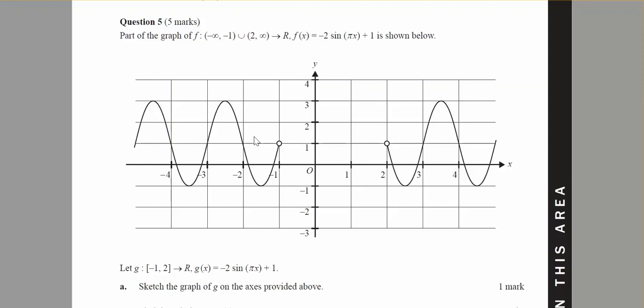Question number 5, I've got 1 minus 2 sine of pi x, that's the graph. So a curved bracket, so an open circle. Okay, let g of x equal this. Same rule as that. Sketch the graph of g on the axis provided. Choose a different color.